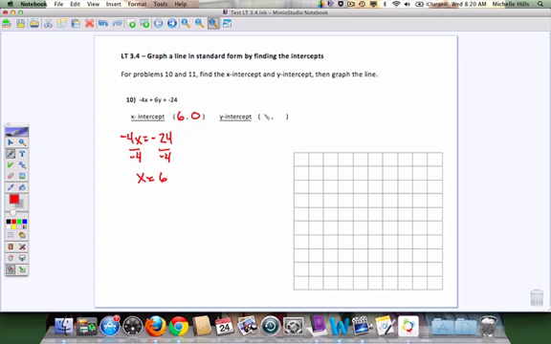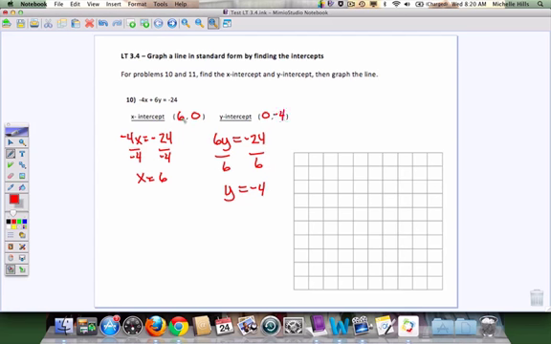The y-intercept is where the line crosses the y-axis, so it's neither to the left nor to the right of the y-axis, which means that x is 0. When I substitute 0 for x, negative 4 times 0 is 0. 0 plus 6y makes this side just 6y, then equals my negative 24. To solve for y, I would have to divide both sides by 6, and y equals negative 4. Make sure that you're showing this work.